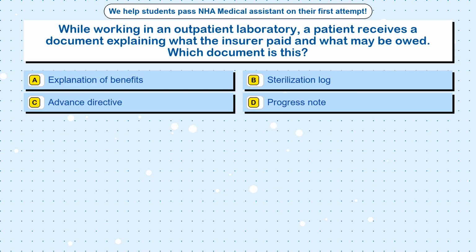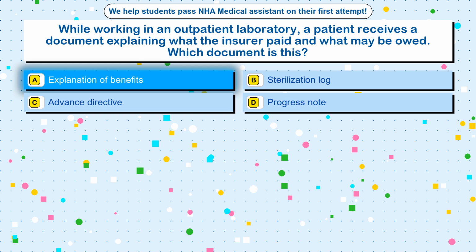Question 89. While working in an outpatient laboratory, a patient receives a document explaining what the insurer paid and what may be owed. Which document is this? Option A, explanation of benefits. Option B, sterilization log. Option C, advance directive. Option D, progress note. The correct answer is option A, explanation of benefits.